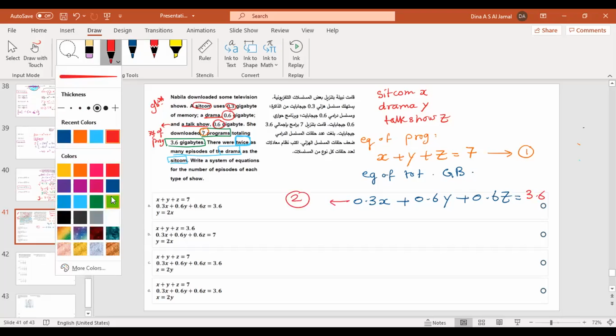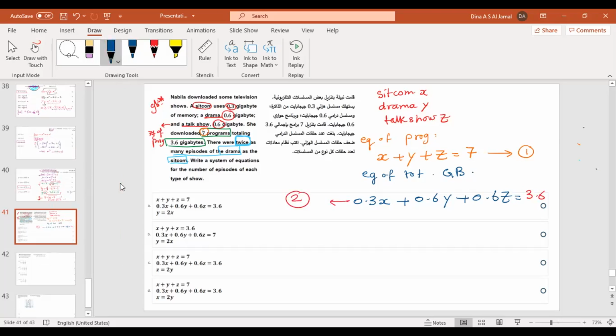Now, you will be thinking, how can you have 3 variables but only 2 equations? That means you should use this sentence: write a system of equations for the number of episodes for each type of show. So now let's have the equation between drama versus sitcom. This will be helping you. The drama here is Y and the sitcom is X. That means the number of dramas is double the sitcom, or twice the sitcom.